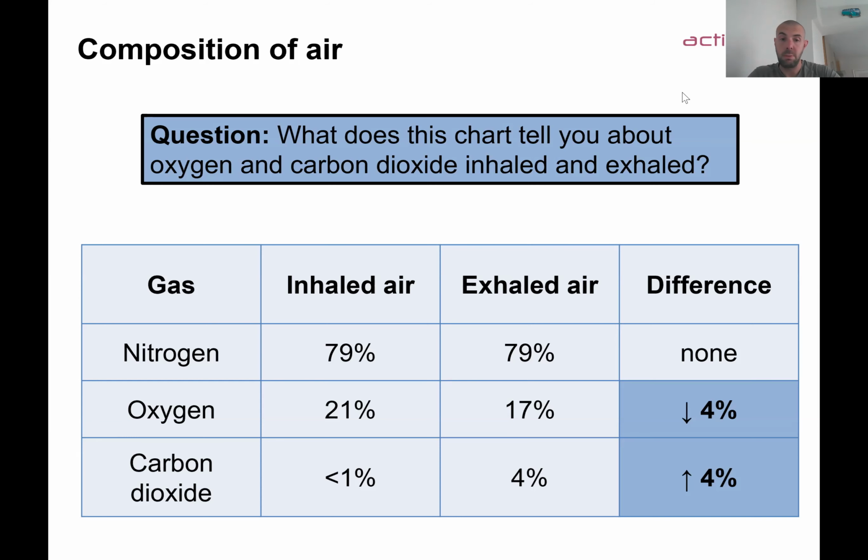Oxygen, as you imagine, changes. So 21% of the air we breathe in is oxygen, and 17% we breathe out because we've utilized 4% of it. And then carbon dioxide is in the same ratio but inverted. So you've got less than 1% is inhaled, so a very small amount of carbon dioxide inhaled, and then exhaled you've got 4%, which is obviously a 4% jump compared to how it was when it came in. So it's going up. So you're emitting 4%.